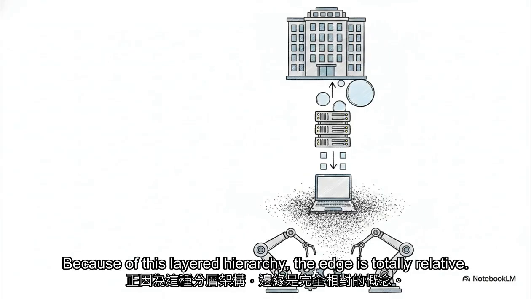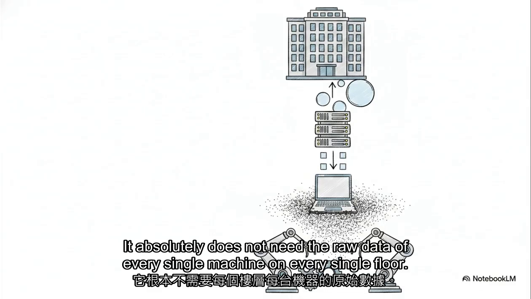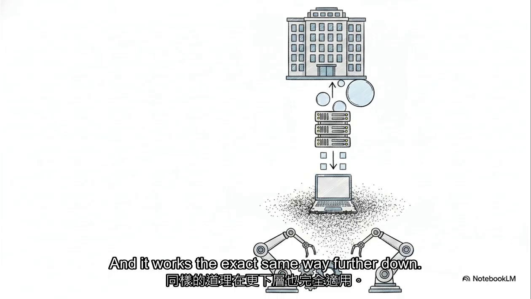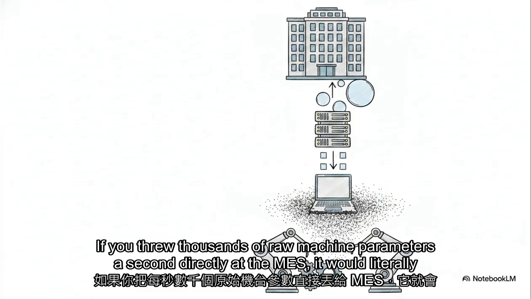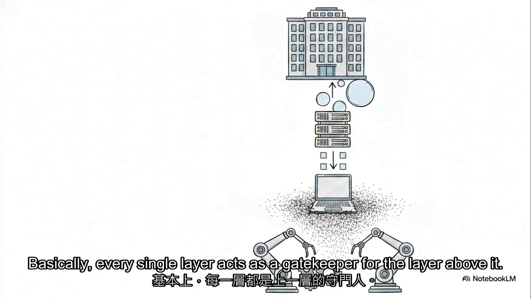Because of this layered hierarchy, the edge is totally relative. Think about an ERP system running at a corporate headquarters, managing, say, 10 different factories. It absolutely does not need the raw data of every single machine on every single floor. For the ERP, the MES acts as its edge filter, just sending up summarized data. And it works the exact same way further down. If you threw thousands of raw machine parameters a second directly at the MES, it would literally crash. So the IIoT system acts as the edge filter for the MES, only passing along the relevant event triggers and alarms. Basically, every single layer acts as a gatekeeper for the layer above it.